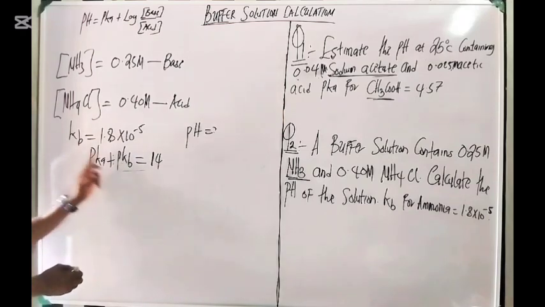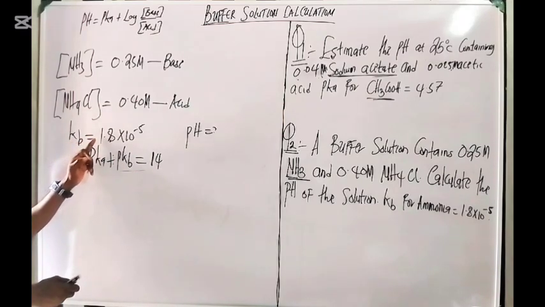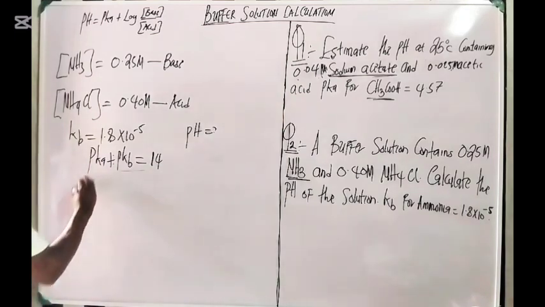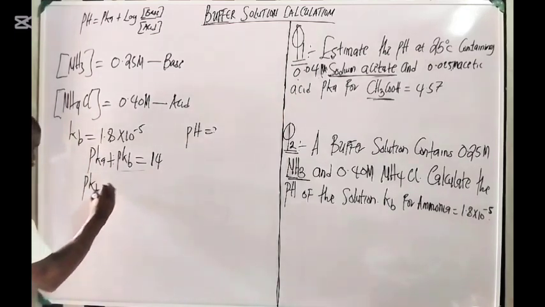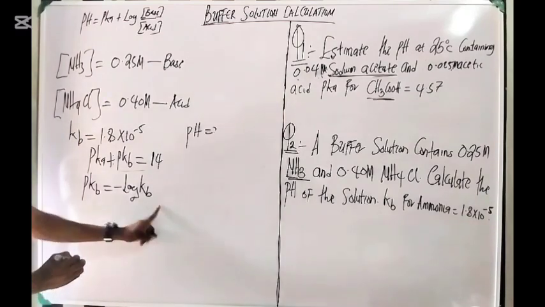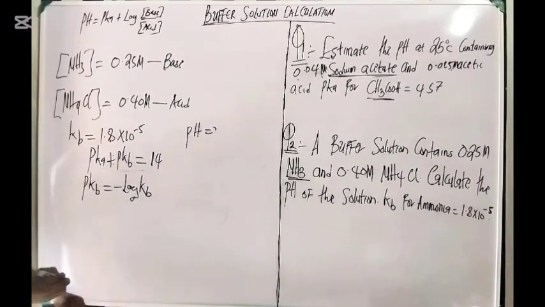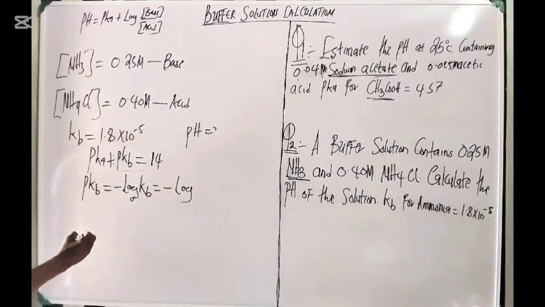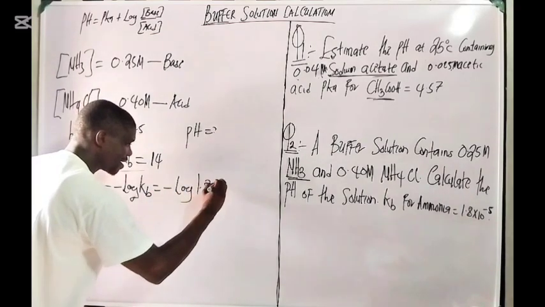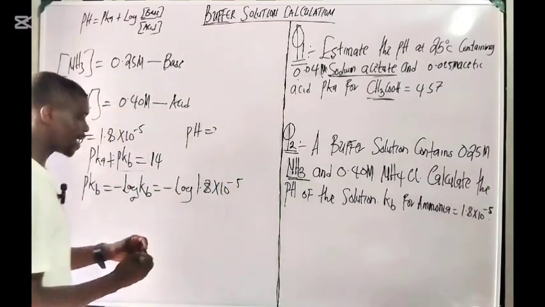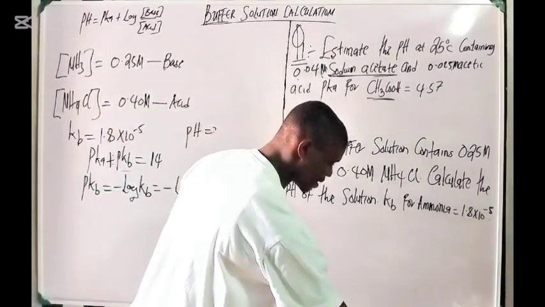Remember, Kb was given to me to be 1.8 times 10 to the minus 5. Now, pKb is equal to minus log Kb. So here I have minus log of my Kb, which is 1.8 exponential minus 5. So let's use our calculator to get the answer here.